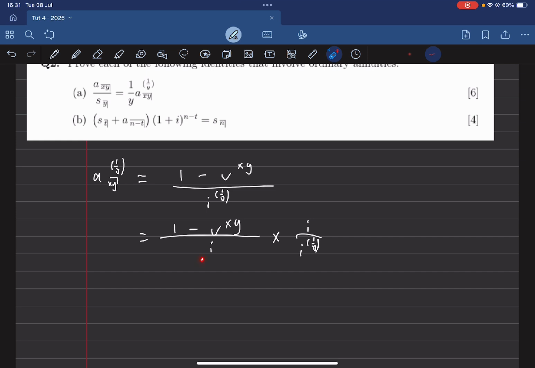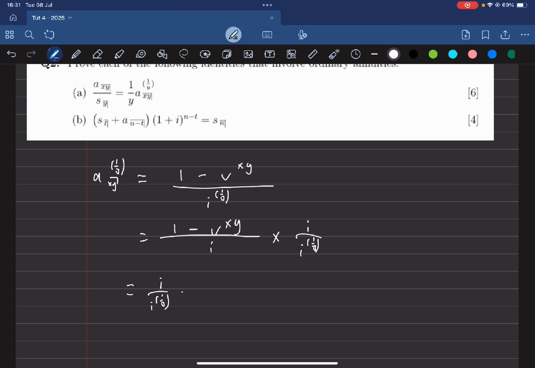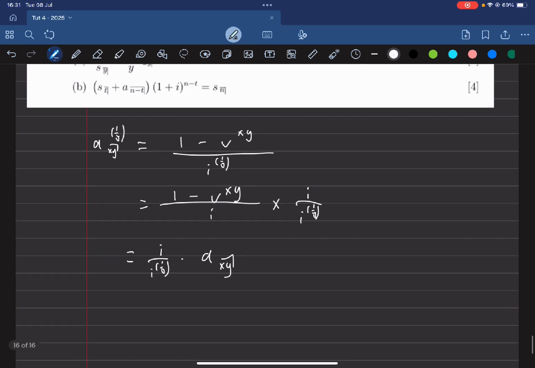So it's exactly the same, because if we cancel that, it would look exactly like that. But I've just kind of manufactured it so that we can get this, because I know we're going to eventually end up with that. So we can write this as i over i^(1/y) multiplied by a compounded, a for xy periods. Okay, cool. I hope that all made sense. Just a little bit of manipulation there.